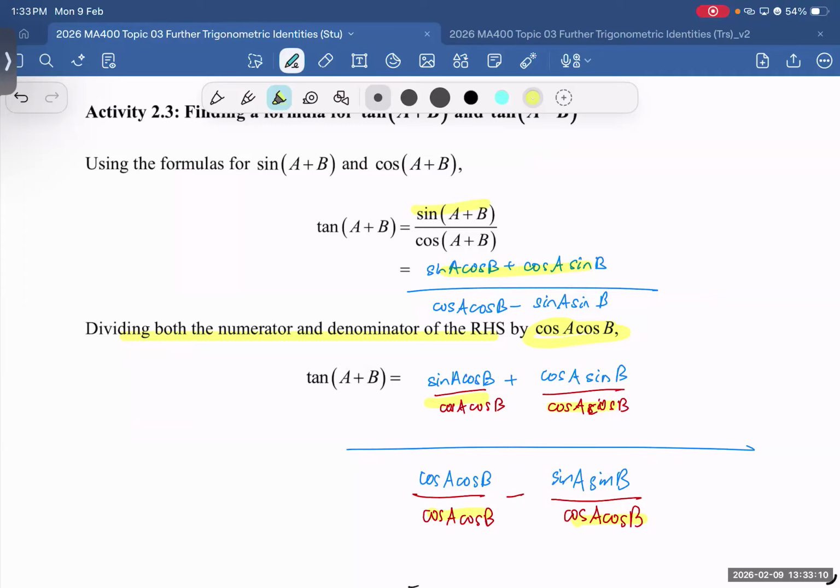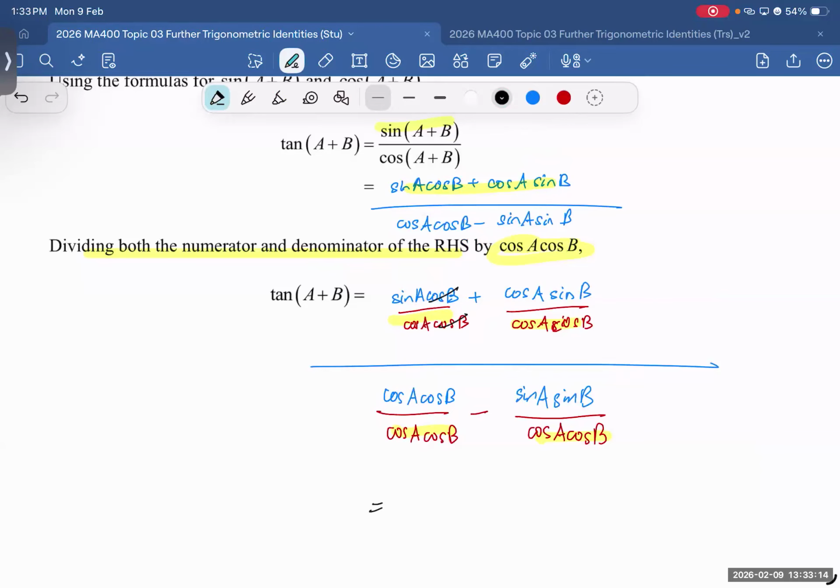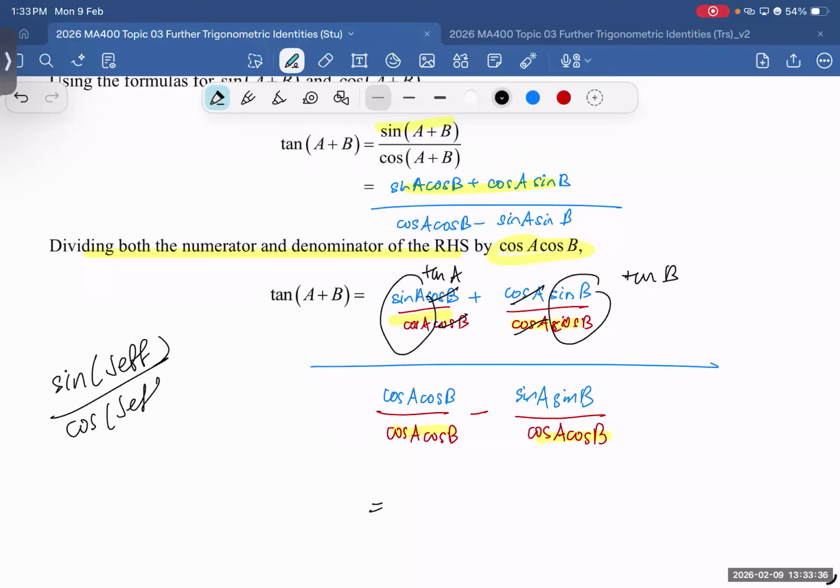What's happening next is the cancelling process, right? So what do you see? Cosine B, cancel. What is sin A over cos A? Tangent A, bravo. Cancel A. What is sin B over cos B? Tangent B, yeah. What is sine Jeffrey over cosine Jeffrey? Tangent Jeffrey.